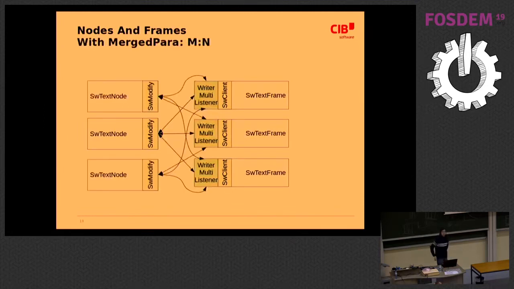With the merge paragraphs, what it looks like now is that we have this additional WriterMultiListener in the text frame, and this allows us to connect one text frame with multiple text nodes. So it will get notifications on every editing operation on every connected text node, and can update itself then.